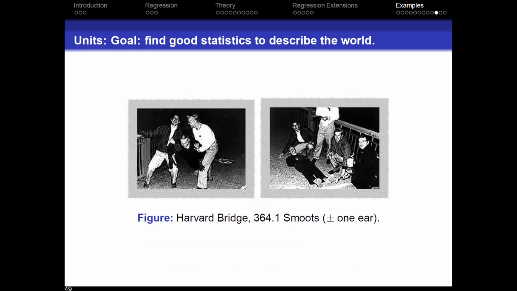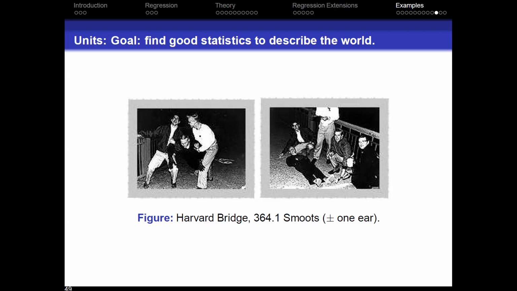Smoot was an undergraduate at MIT, and he was pledging a fraternity. The fraternity was curious how many times they would have to pick up Smoot, put him down, pick him up, put him down to cover the entire bridge. Fortunately, they were able to do this and solve the science. It's 364.1 times plus or minus an ear. And they put down a little chalk marking every time they put him down.